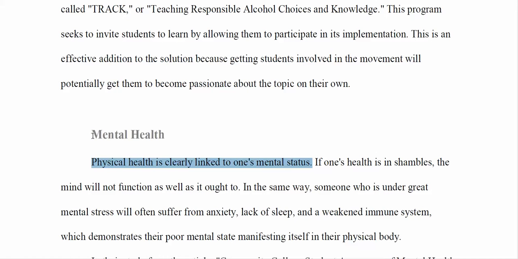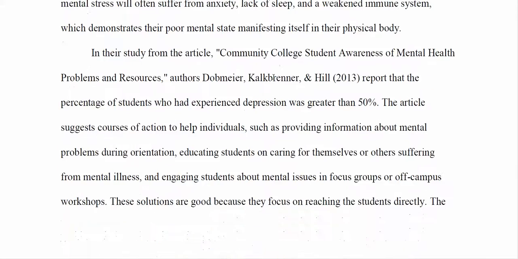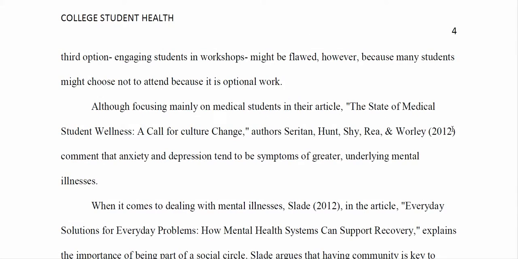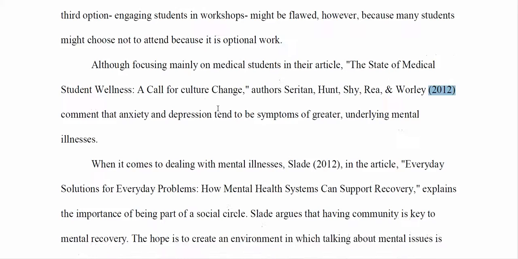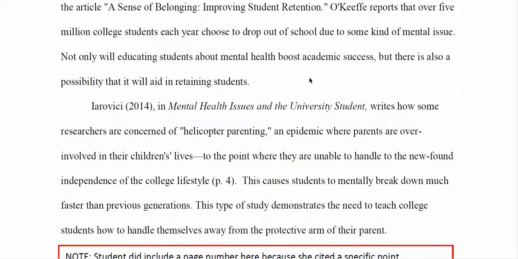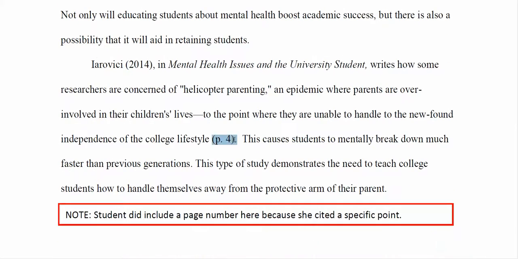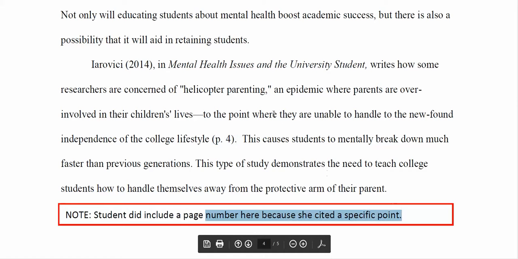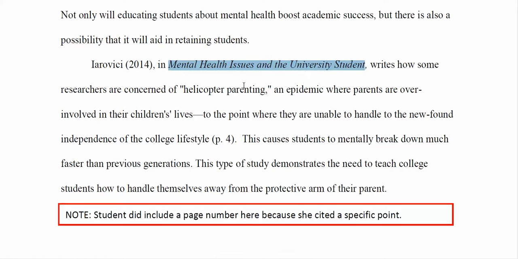But what's nice about the headings themselves is they do serve as sort of a transition between one section and the next. So now she talks about all the solutions she's found, and all the APA stuff is correct throughout. She introduces the sources. This is all done just the way it's supposed to be done. And here's the one that has a page number for it, right? So I did make a note to say she did include a page number here because she cited a specific point. And this should be in italics because she's referencing a book. All right, so I don't think she's made an error here. She's referencing a book title, so it should be in italics.